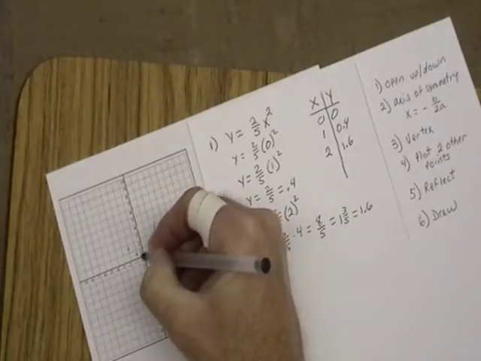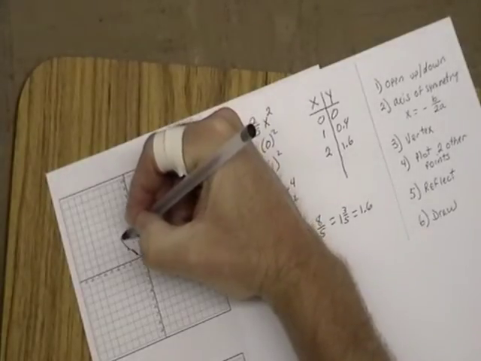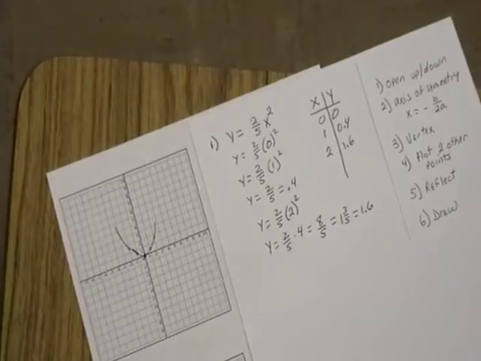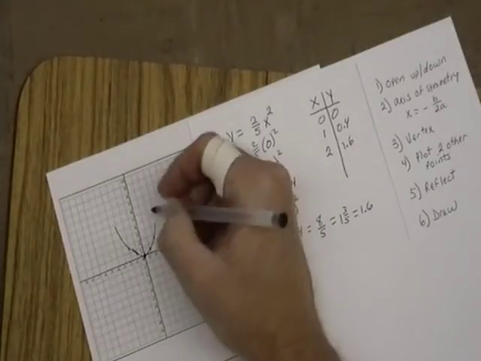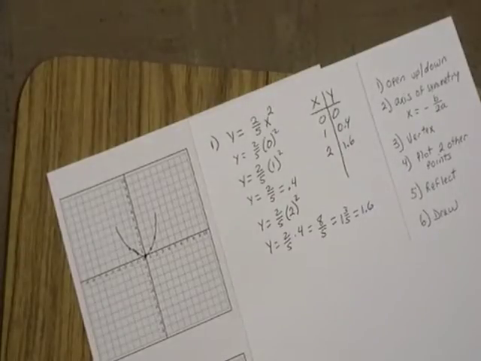And the key thing on drawing these graphs is to not make this look like a V at the bottom, because that's a whole different type of graph. And so this is kind of the rough idea. That's number 1.